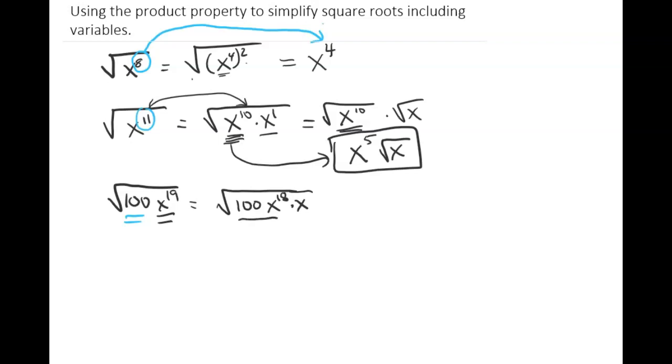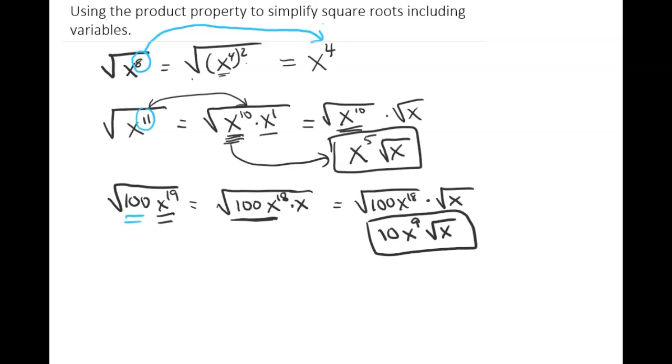Now, the first part under the square root, 100x to the 18th, is now a perfect square. So I'm going to use my product property to have the 100x to the 18th in my first radical, and then the leftover x in my second. Evaluating 100x to the 18th, I get square root of 100 is 10, and square root of x to the 18th is x to the 18 divided by 2, 9. And again, I still have this times square root of x in my answer. I'm going to do one more example.